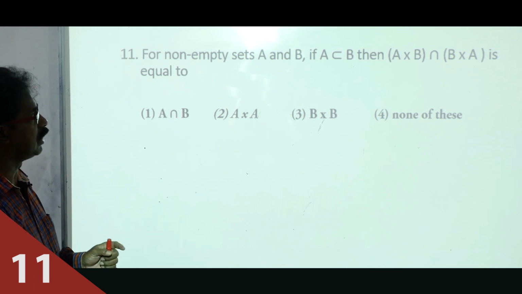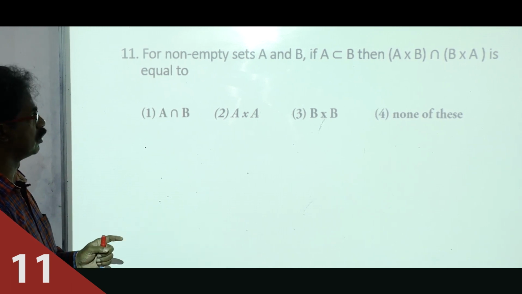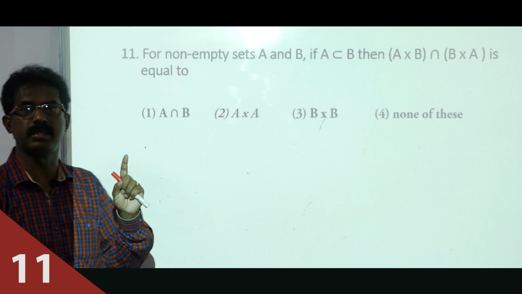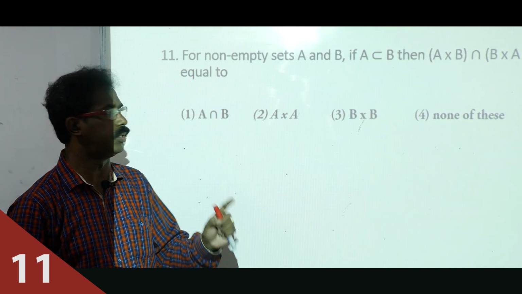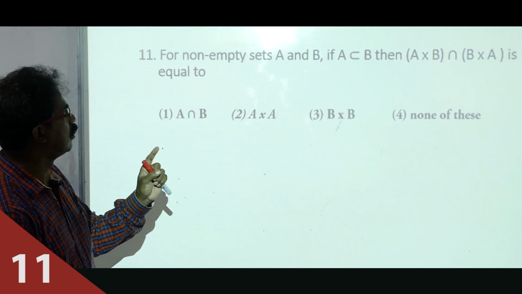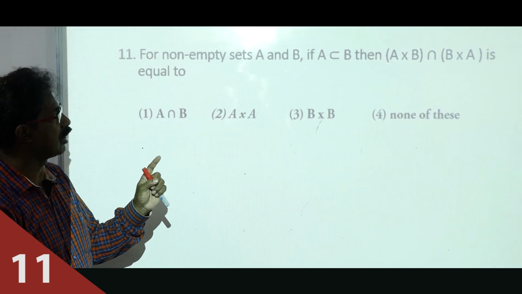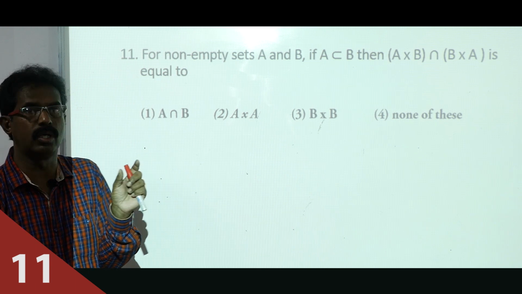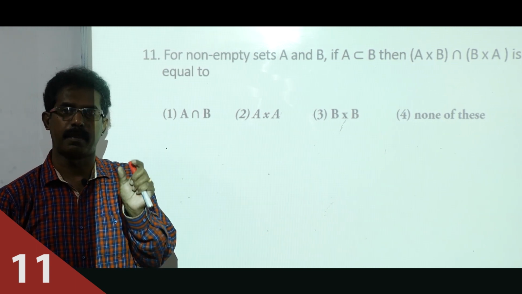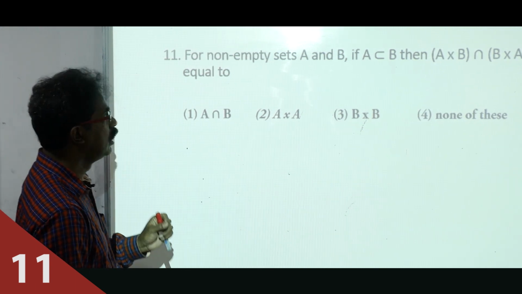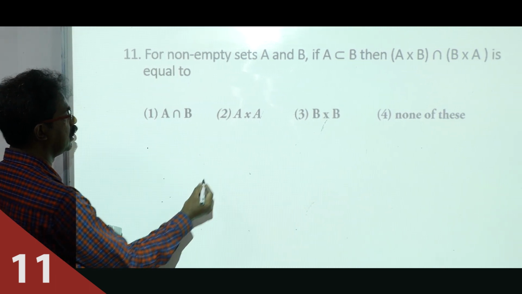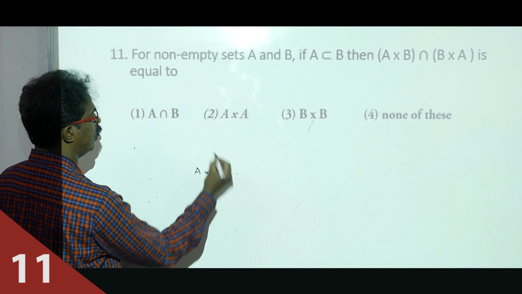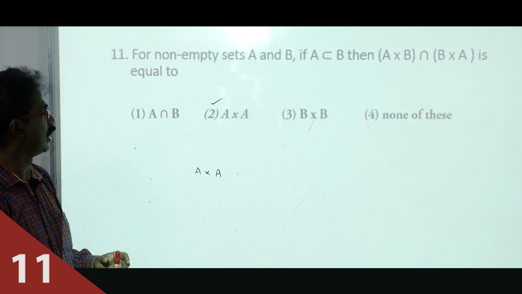Then A cross B intersection B cross A is equal to? That is again intersection. Intersection means common elements. The previous question's common element is 17, so the answer is 17 into 17. So here A is a subset of B, so the number of elements common is the number of elements in A. So A cross B intersection B cross A is A cross A. A cross A is the correct answer.